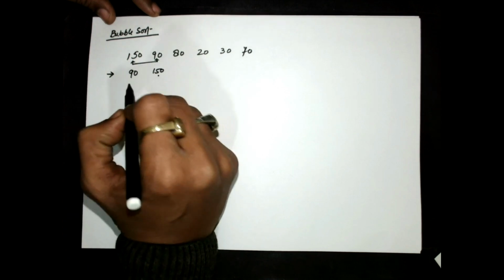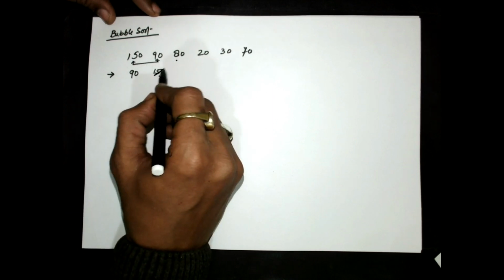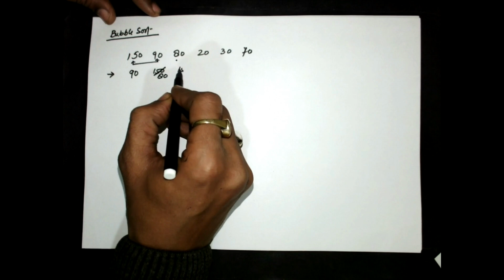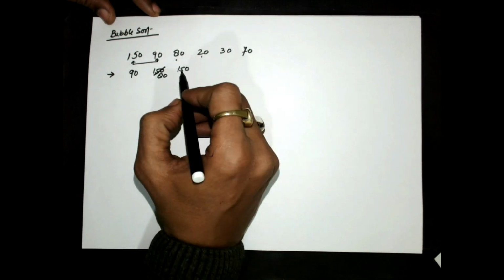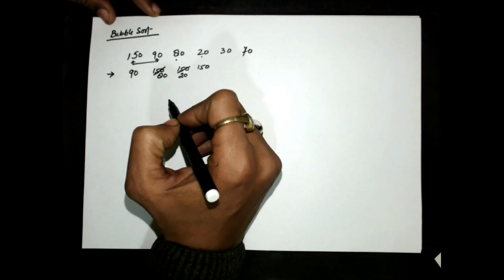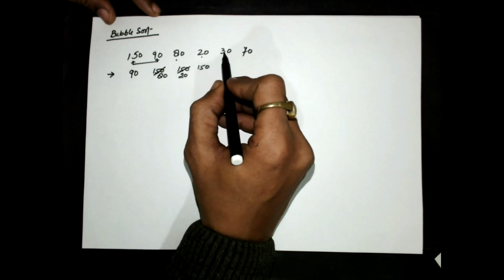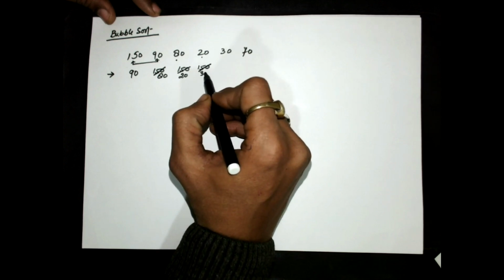Now we will compare 150 with 80. So 150 is larger than 80. So we will exchange these two. Then we will compare 150 with 20. 150 is larger than 20. So we will exchange these two. Again, 150 will be compared with 30. 150 is larger than 30. So we will exchange these two.